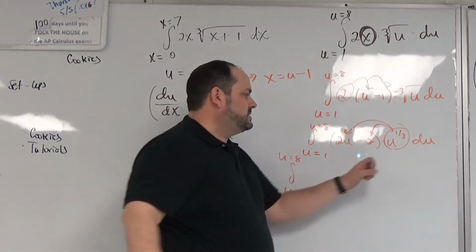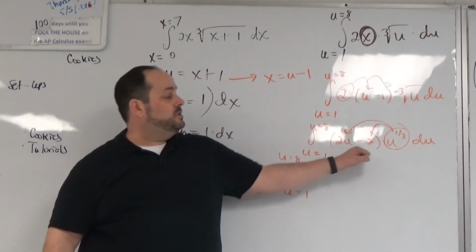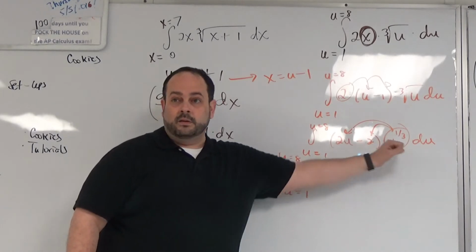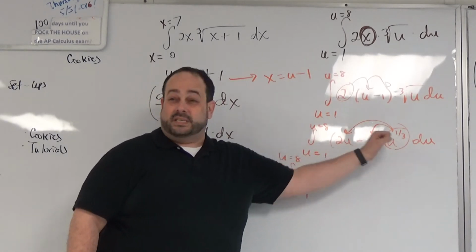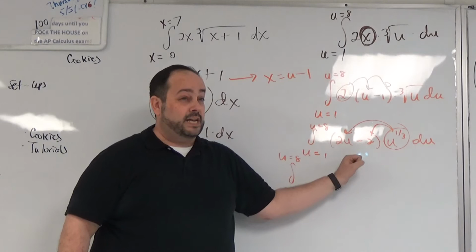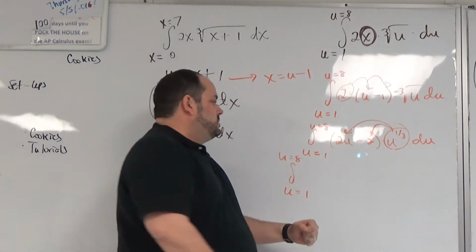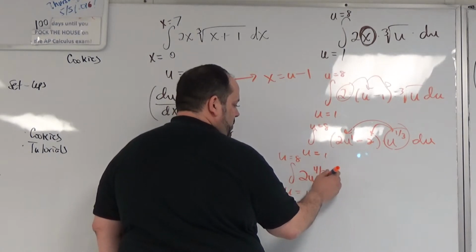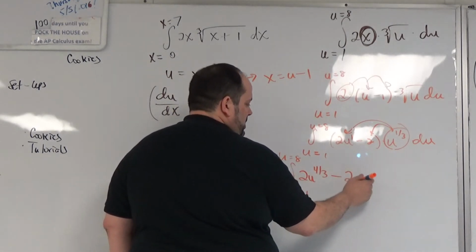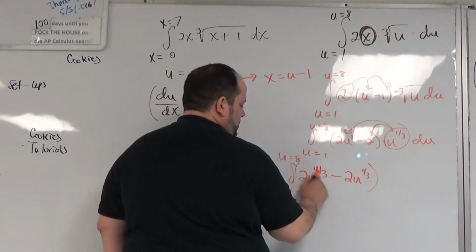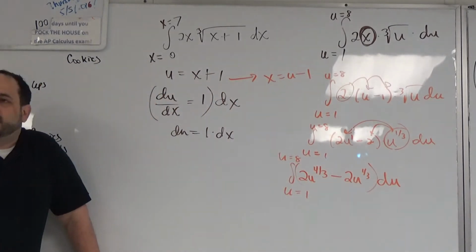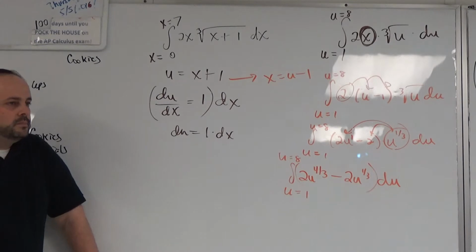Check yourself in the algebra skills before you say anything here. 2u times u to the 1/3. Oh, I'm multiplying. 2u to the 4/3. Bases are the same, so you've got to add those exponents. There's really a hidden exponent of 1 here. So 2u to the 4/3 minus 2u to the 1/3. Oh my God, we're still not done. Still not done, but we are getting closer.